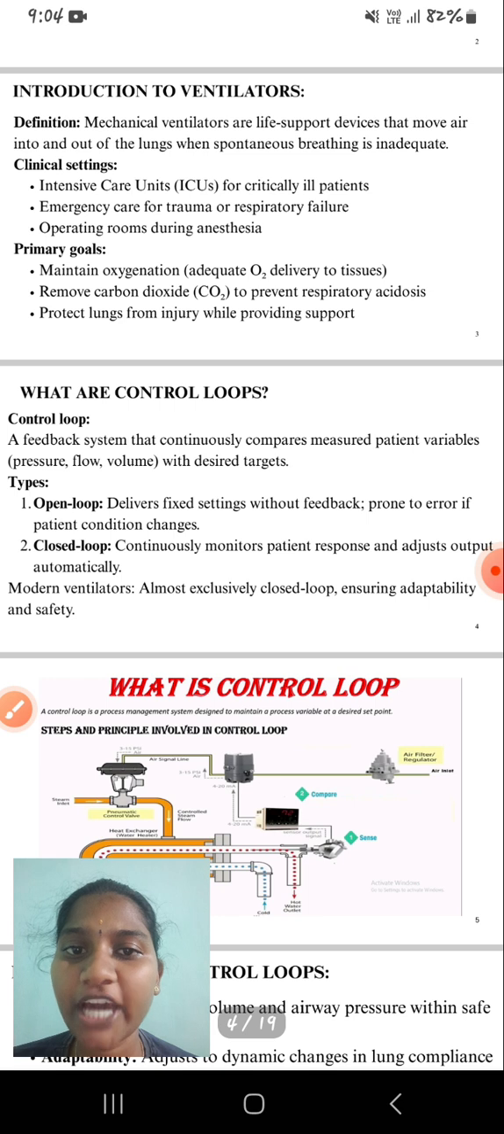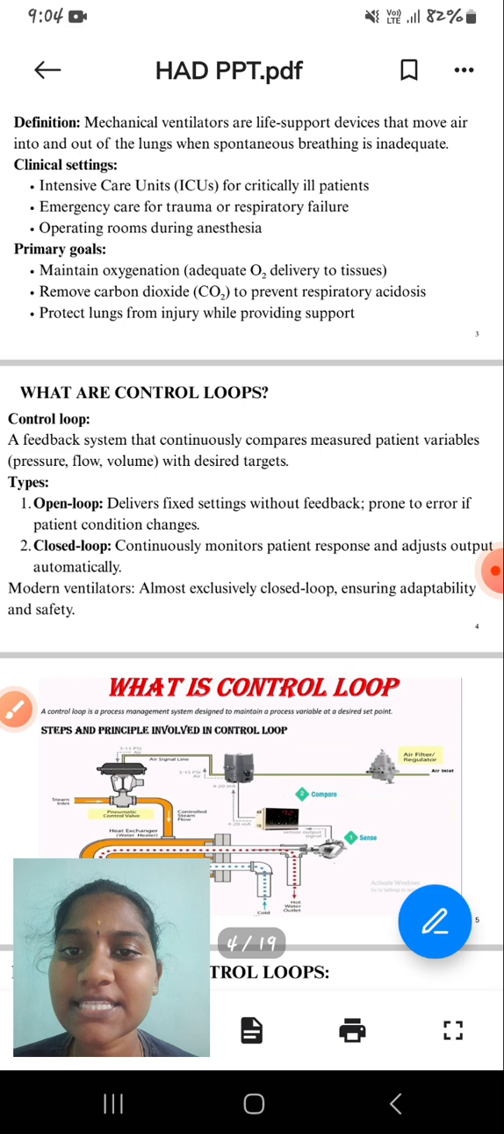Clinical setting: the intensive care unit, ICU, for critically ill patients; emergency care for trauma or respiratory failure; operating rooms during anesthesia. Primary goals: maintain oxygenation, remove carbon dioxide to prevent respiratory acidosis, and protect the lungs from injury while providing support. What are control loops?